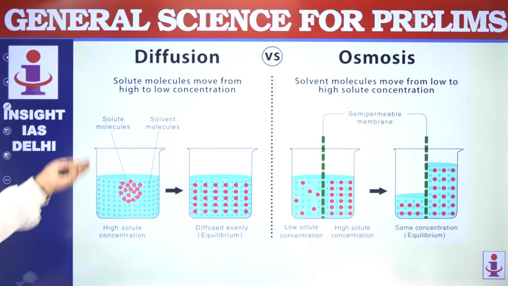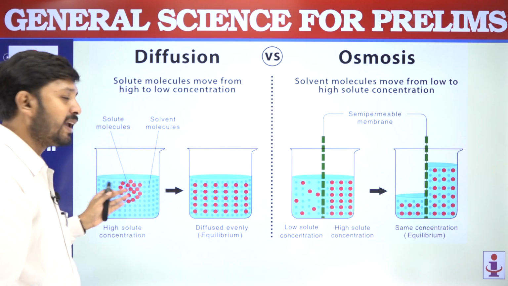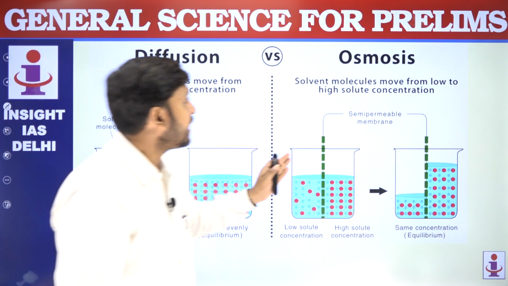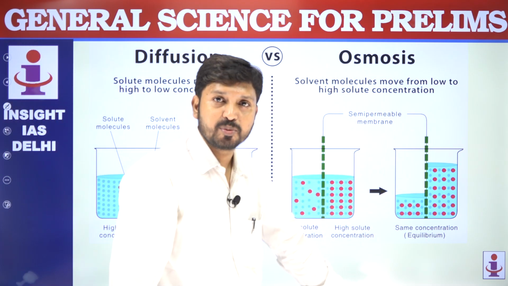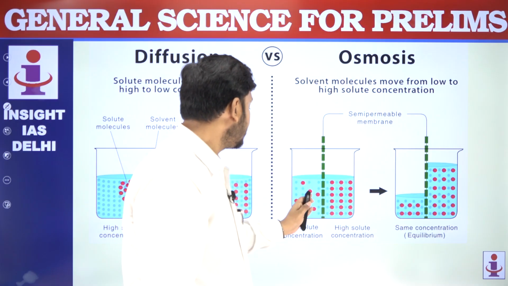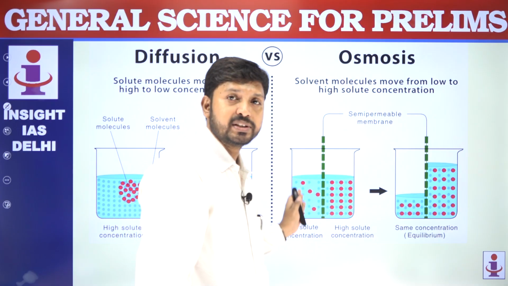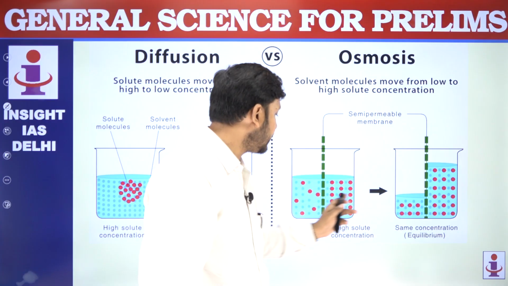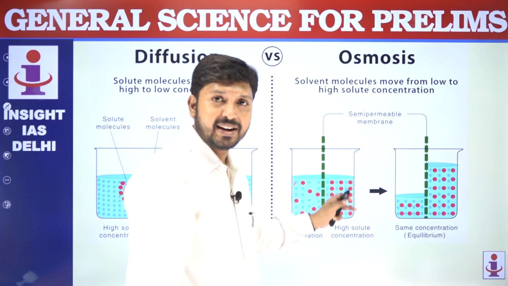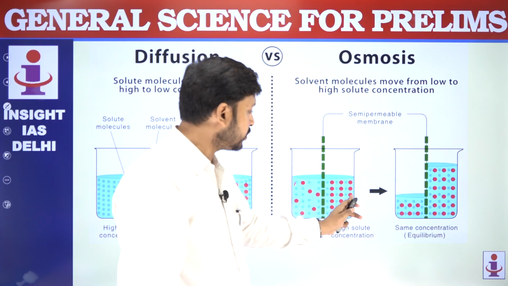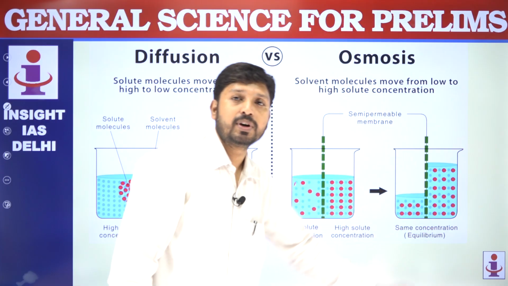Okay, let's see. This is the question. So diffusion is higher concentration to lower concentration, and osmosis needs a semi-permeable membrane, and water will move from lower solute concentration to higher solute concentration. Can you see? From here water is moving. Here red dots are less, here red dots are more. So from lower solute concentration to higher solute concentration, the water is moving.